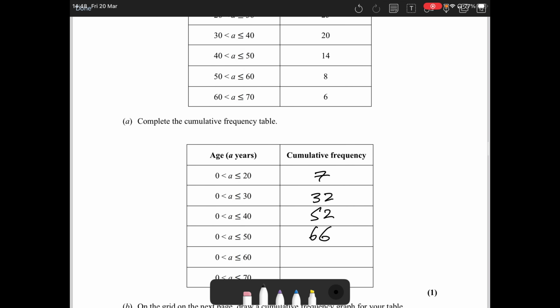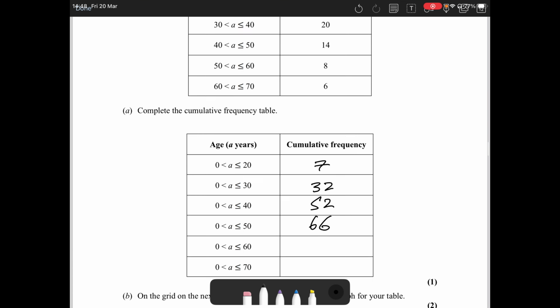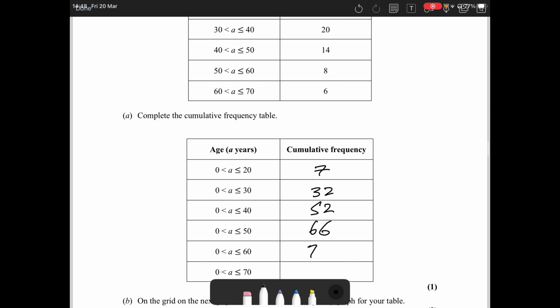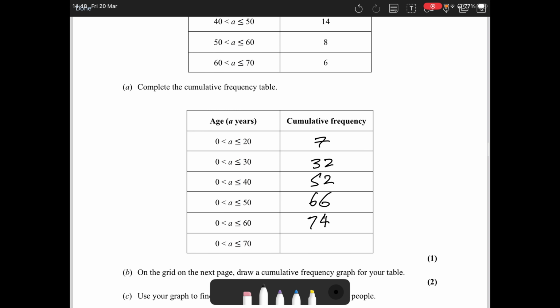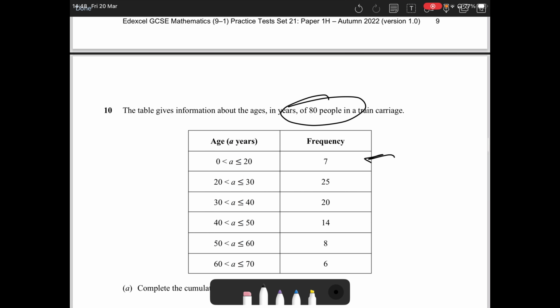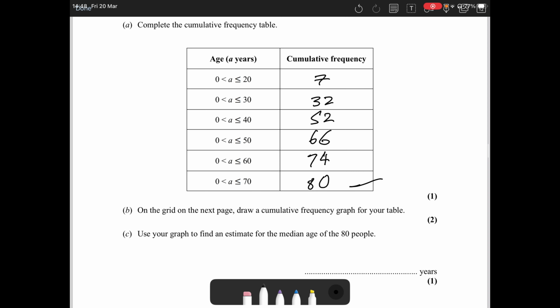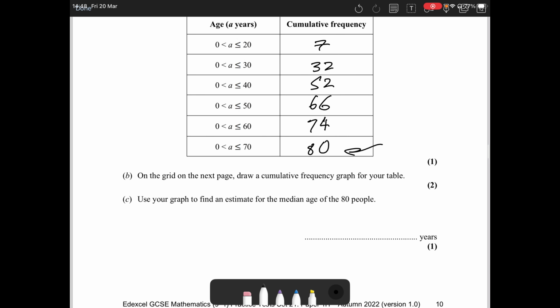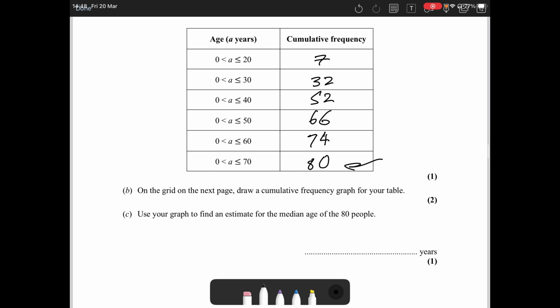And add 8, you get 74. And then obviously add the last one, you get 80. Now, the question does say 80 people, so seeing 80 as my last number is reassuring. And then we've got to draw a cumulative frequency graph.